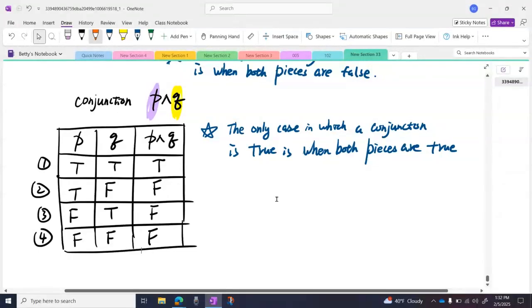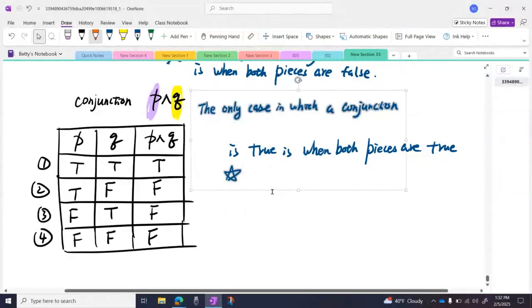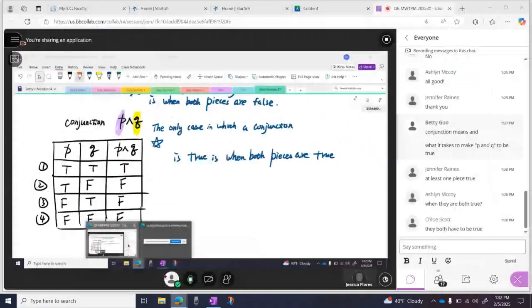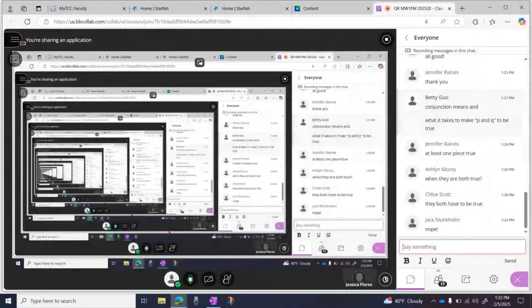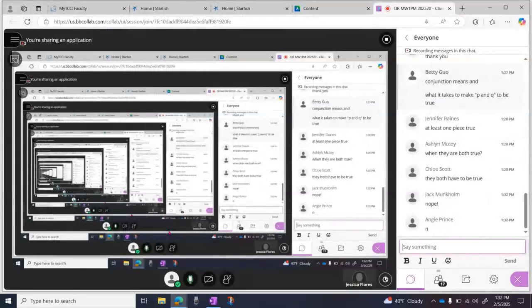Let me highlight this conclusion. I need you to memorize the sentence. The only case a conjunction is true is when both pieces are true. Any questions, guys? Okay, awesome. Thank you for your response.